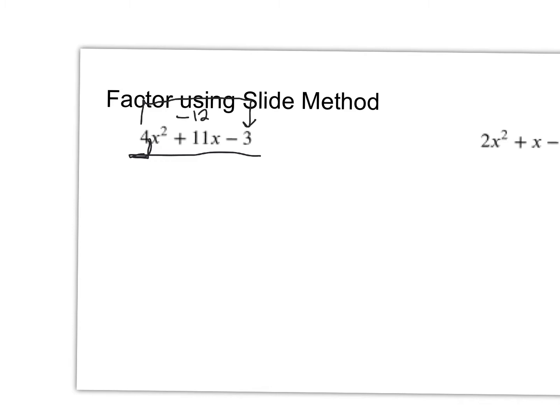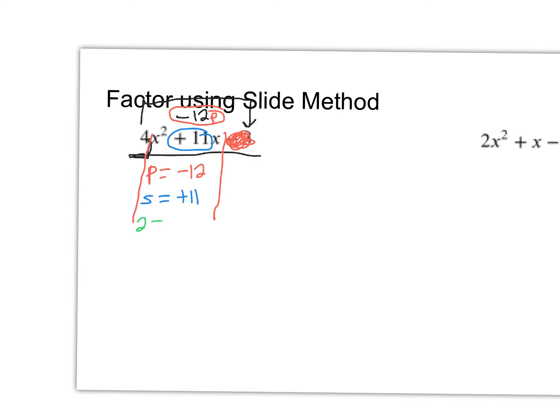Okay. So let's put in our slide. Split the 4 and the x squared. Let's cut off the negative 3. Make it go away. You don't need it. Now let's start. Our product is right here, negative 12. The sum is going to be the positive 11.